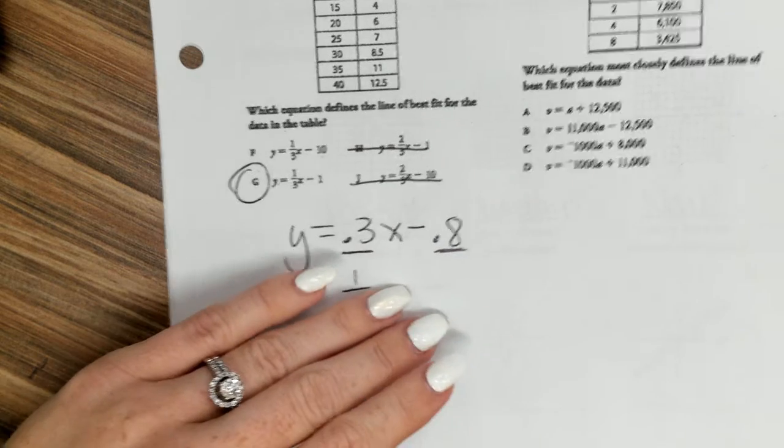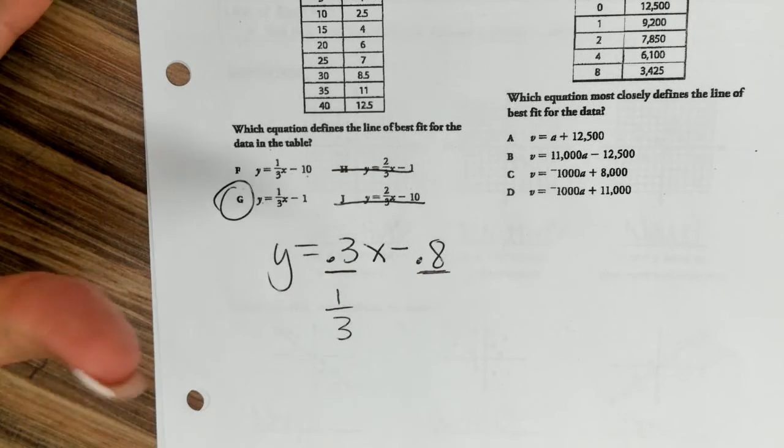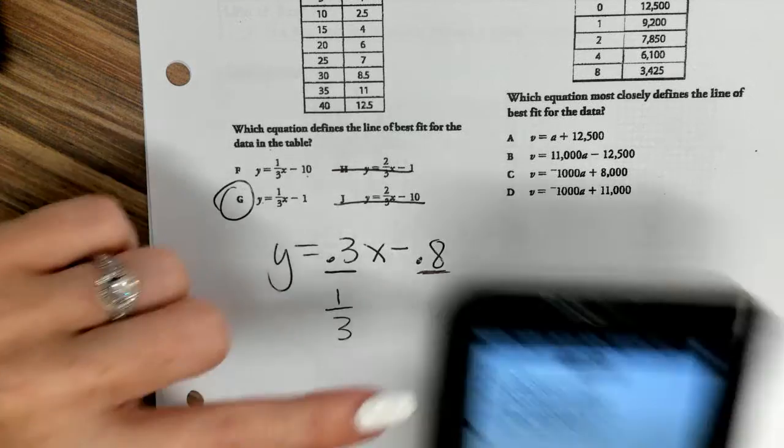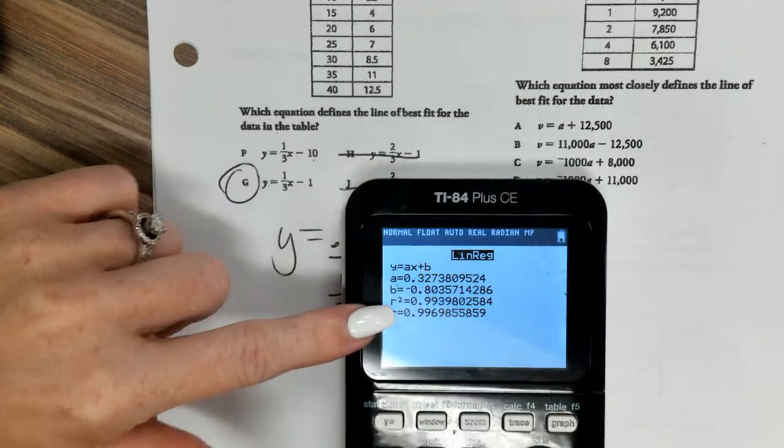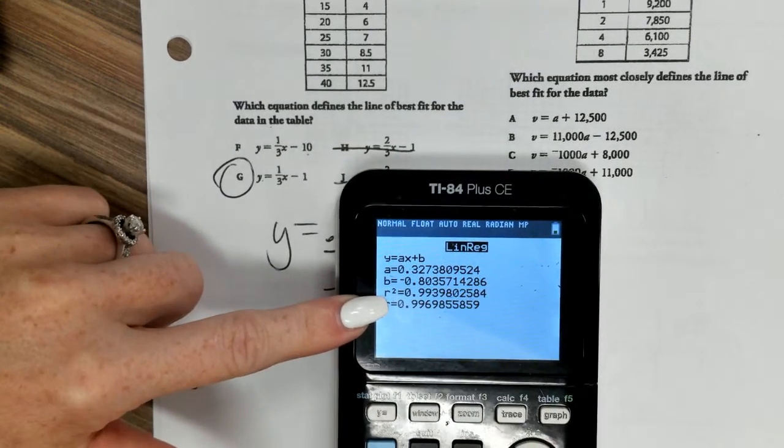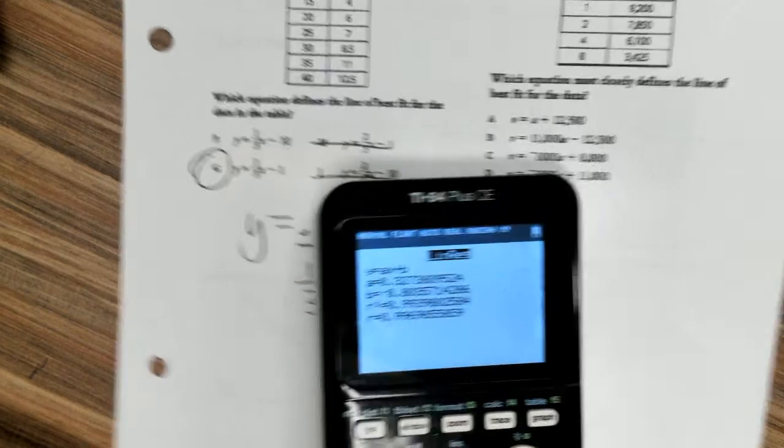And then it might ask, is the equation a good prediction? That's where you look at the R. If it's close to 1, you say, yes, it's a good prediction. If it's not close to 1, you say, no, it's not.